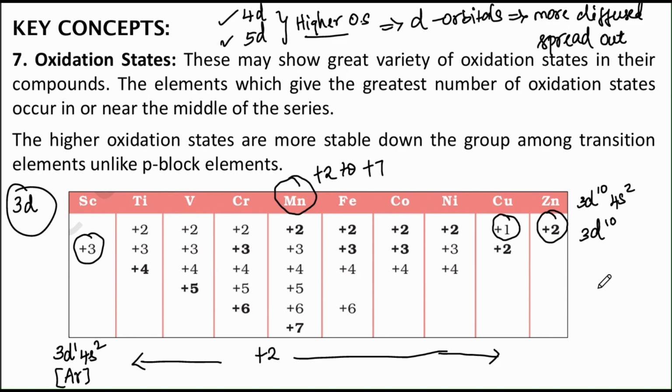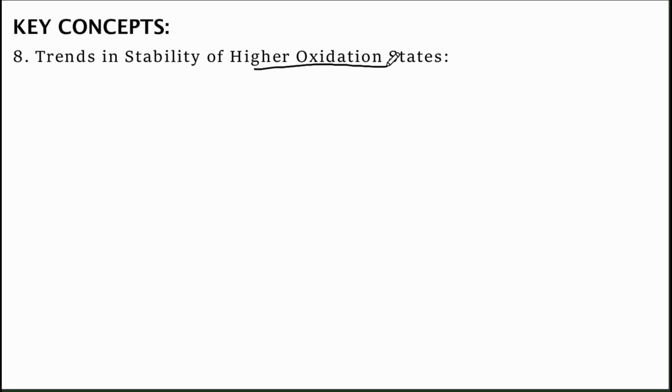For example, in group 6 elements, that is chromium, molybdenum, tungsten, chromium exhibits the +6 oxidation state also, but that +6 oxidation state of chromium is not stable when you compare it with molybdenum and tungsten. Molybdenum and tungsten have stable compounds in the +6 oxidation state. As I already told, their d orbitals are more diffused and it is easier to take the d electron from that orbital when compared to the 3d series. The concept is the stability of higher oxidation states.